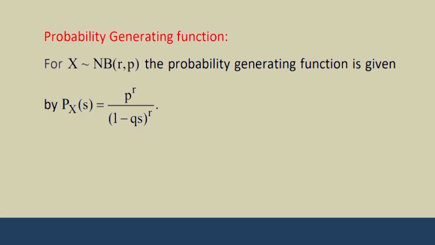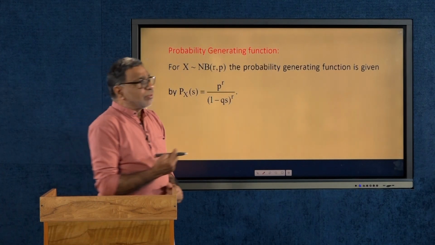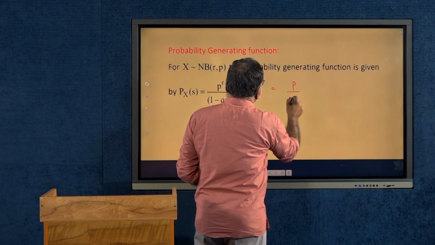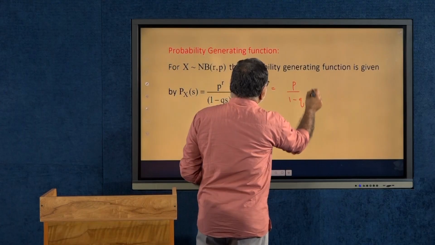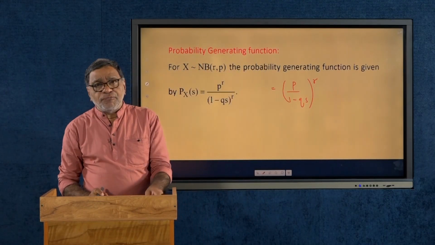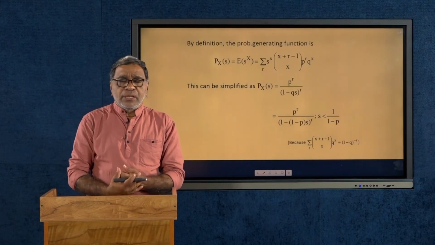And what is the probability generating function? See, for a negative binomial random variable with the parameters r and p, the probability generating function value is given by this expression, p power r times (1 minus q s) power minus r, or we can write p divided by (1 minus q s) all power r. This way also we can write. And the derivation of this probability generating function is very easy.